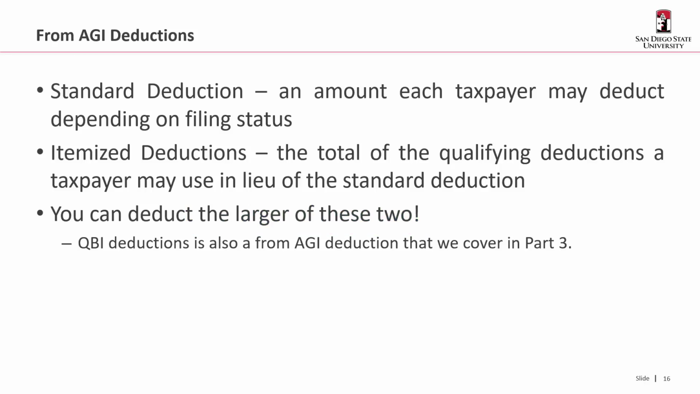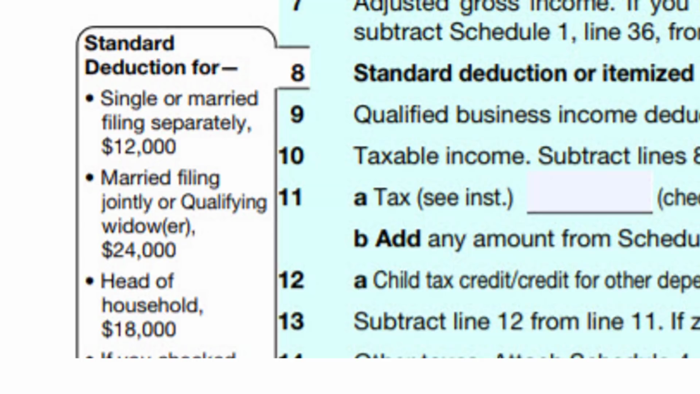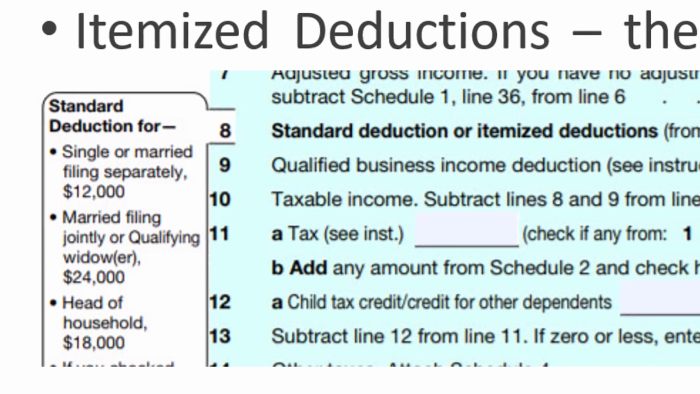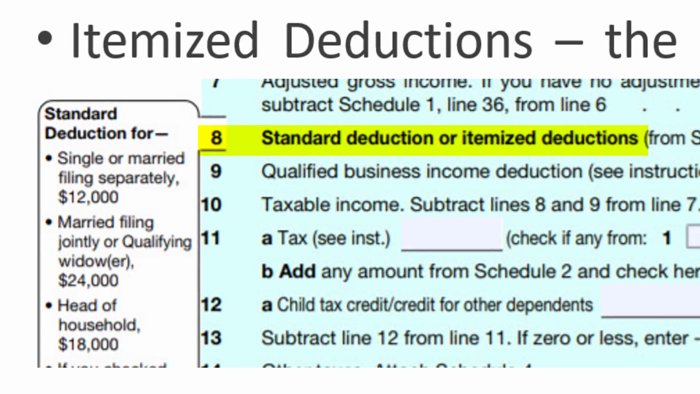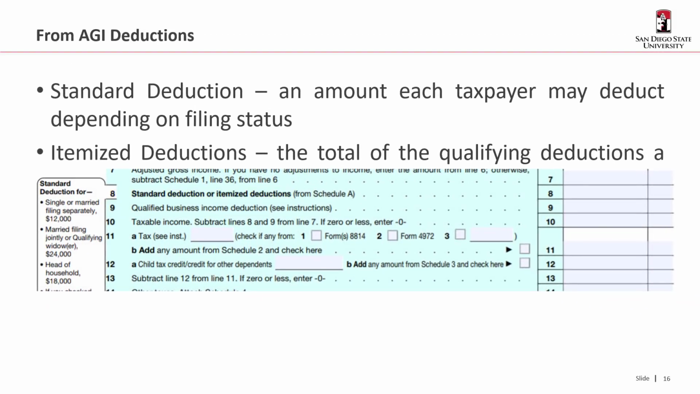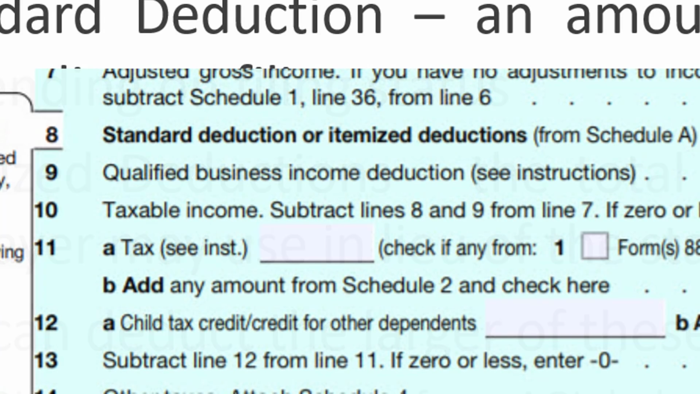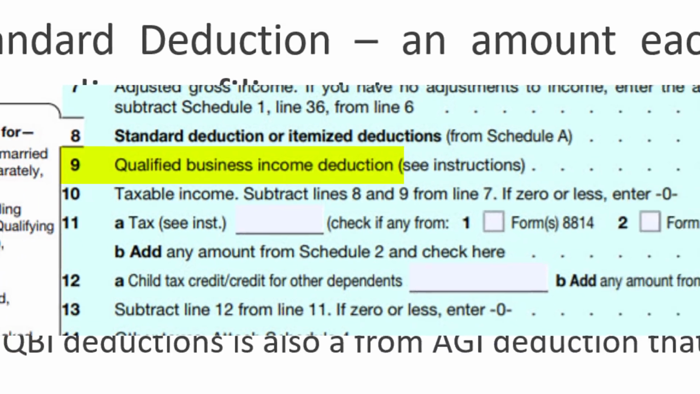If your standard deduction is greater, then you just take the standard deduction. Most taxpayers, especially subsequent to the Tax Cuts and Jobs Act, now take the standard deduction. And you will see why when we go through the numbers. Okay, there is one other from-AGI deduction, and that's the QBI deduction, and we're going to talk about that in part 3 of this module. So we're not going to get too anxious about the QBI deduction other than to say, hey, yeah, there is.